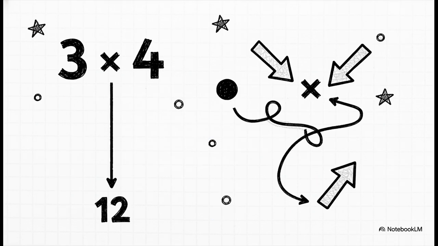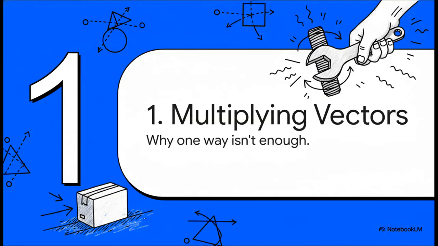And here's the big twist. There isn't just one way to do it. Yeah, this is the wild part. Unlike regular numbers, vectors have 2 totally separate, fundamentally different kinds of products. And each one tells you something completely different about how those 2 vectors are interacting with each other in the real world. So why all the complexity?